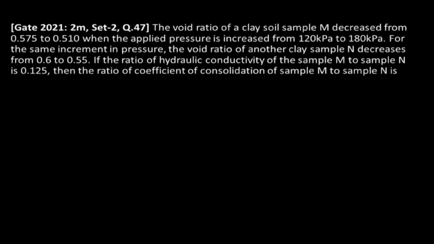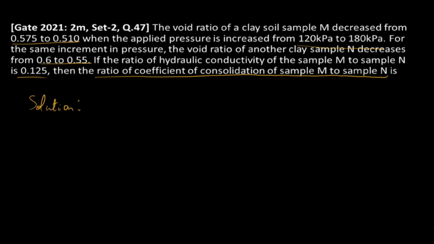In this question, they have given that the void ratio of clay sample M has decreased from 0.57 to 0.510 when the applied pressure is increased from 120 kilopascal to 180 kilopascal. For the same increment in pressure, the void ratio of another clay sample, N, decreases from 0.6 to 0.55. They have given that the ratio of hydraulic conductivity of sample M to sample N is 0.125, and they have asked us to find out the ratio of coefficient of consolidation of sample M to sample N.